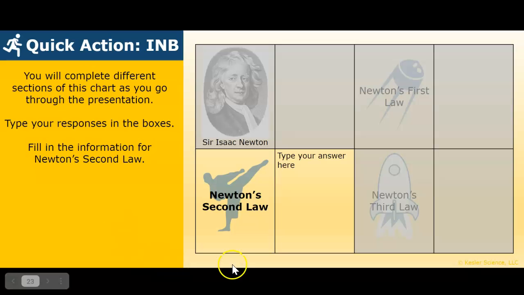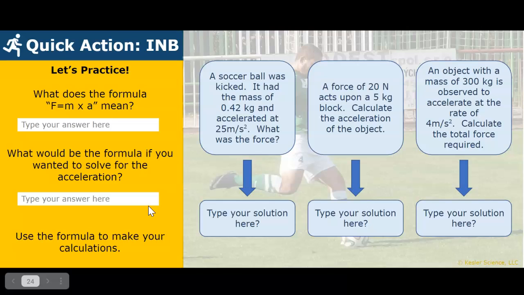You're now going to fill out here Newton's second law. And now you're going to explain what does F equals m times a mean. If you don't remember, go back into the earlier slides. What would be the formula if you want to solve for acceleration? So you're going to have to take this formula and now solve for a. And then you are going to solve these 3 equations.